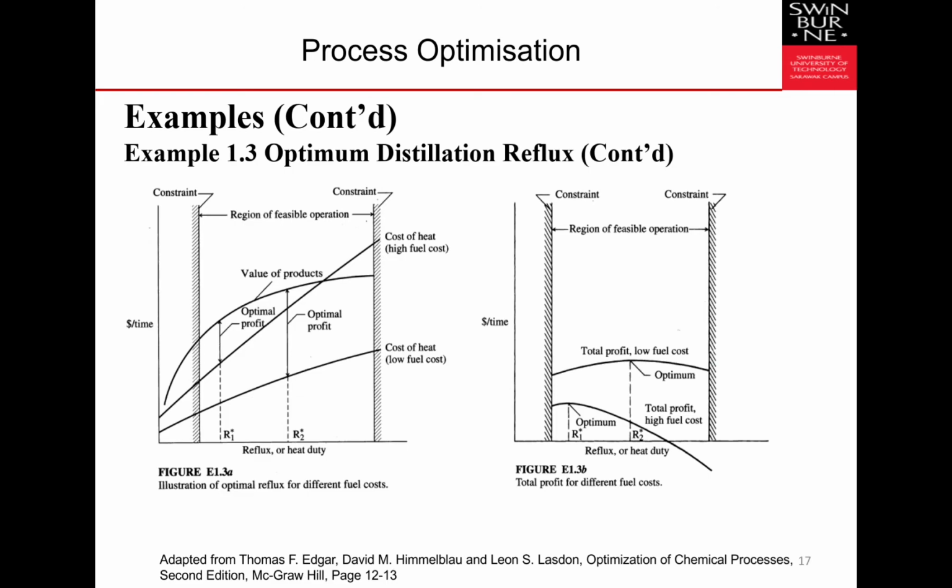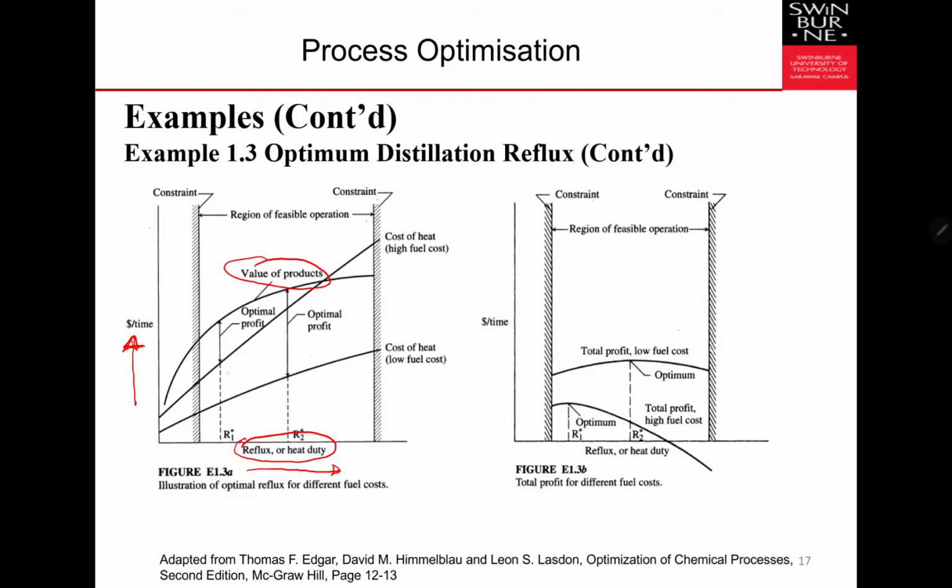Okay, so these two slides basically draw two different cases when you have a high fuel cost. The x-axis is the reflux, so as we shift from the left to the right-hand side, the reflux will increase. And the y-axis gives the cost, or in this case the value of the products, as in dollars per unit time.